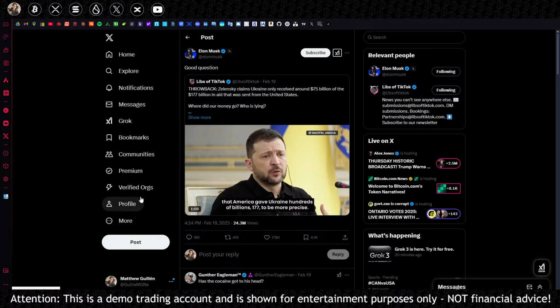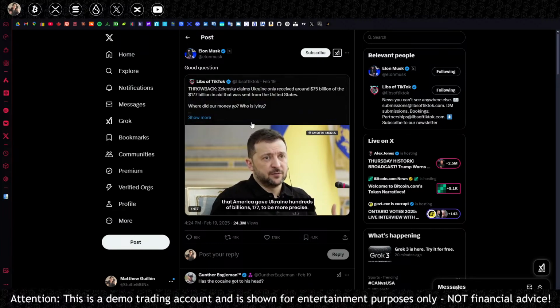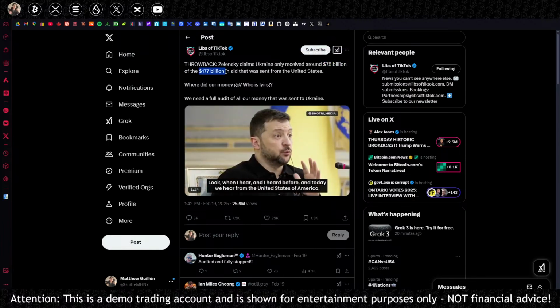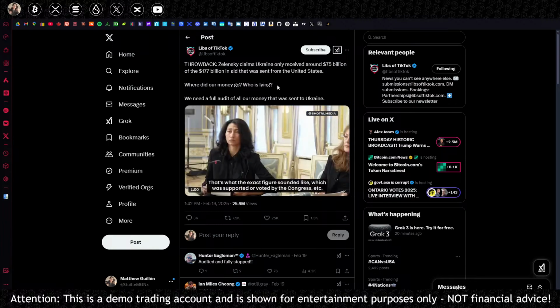This is just touching on Elon Musk possibly auditing all the money that was sent to Ukraine, because even in this scenario where Zelensky claims that Ukraine only received around 75 billion of the almost 200 billion dollars that was sent from the United States under the Biden administration, what happened to that money? Where did it go? Who is lying? That's why we want Elon Musk to audit all that money that was sent to Ukraine.